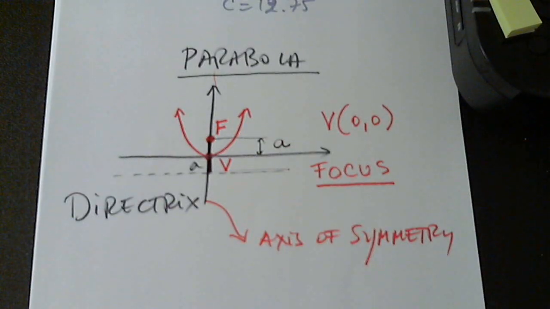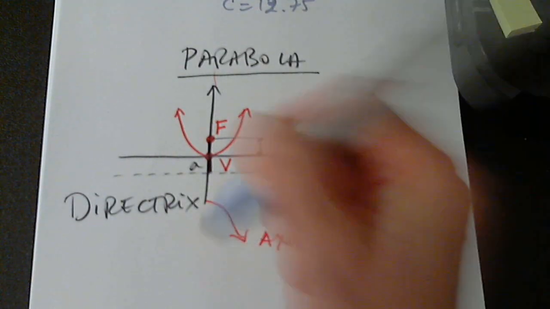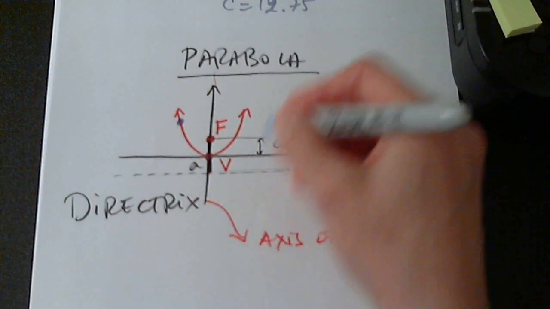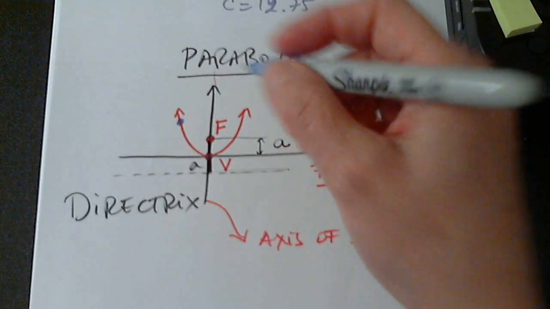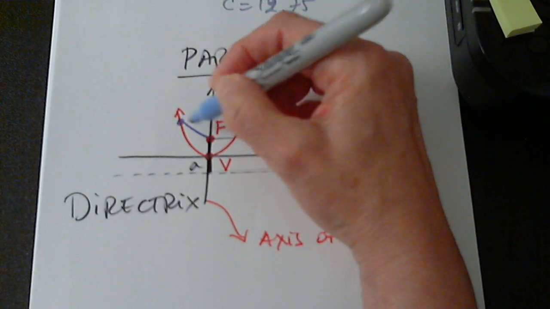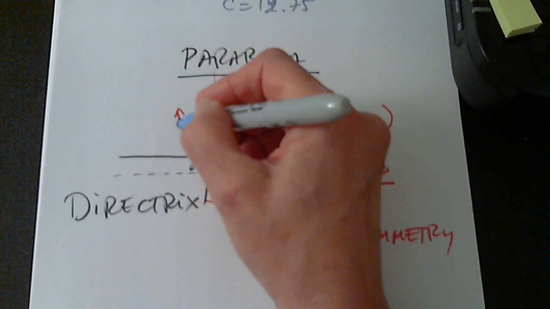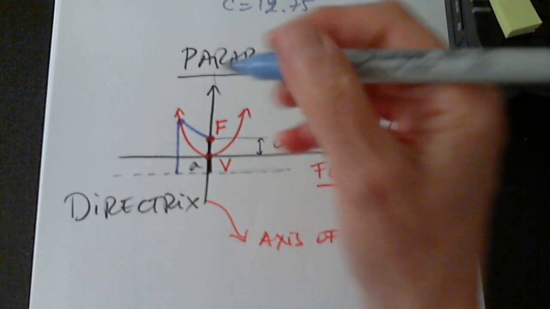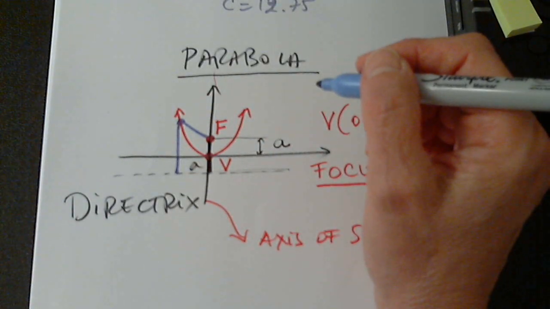Now, what is so special, and why are we looking at this parabola like this? Well, any point on the parabola has equal distance between itself and the focus, and itself and the directrix. In my picture, it's not 100%.